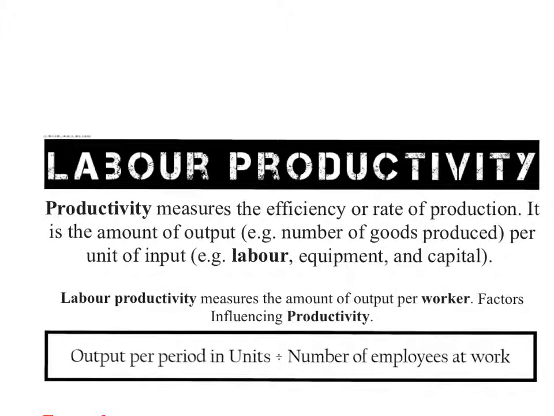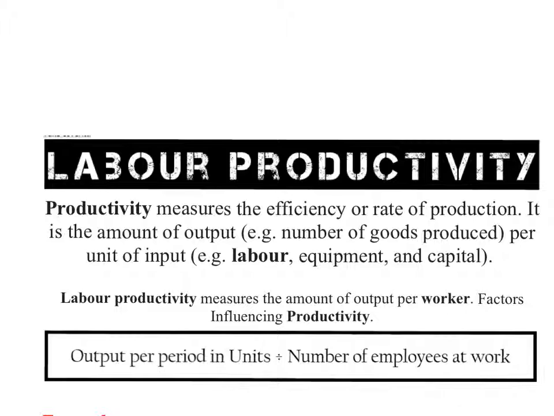This video is based on labour productivity and is a topic within AQA AS Business Studies Unit 4 with regards to operations. So considering productivity just in general for now, it just measures the efficiency or the rate of production, in terms of the amount of output per unit of input. So in terms of how much you can produce with the given resources. But in terms of labour productivity, the given resources or the factor of production would obviously be labour.